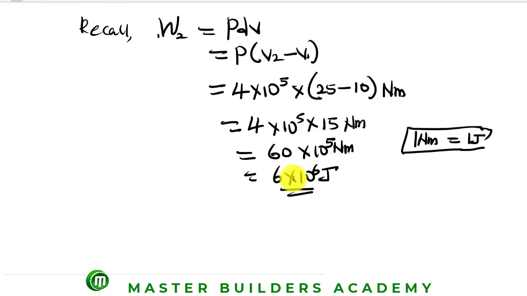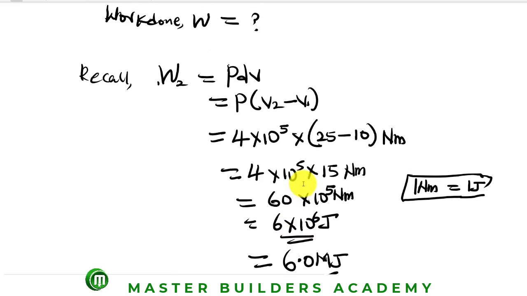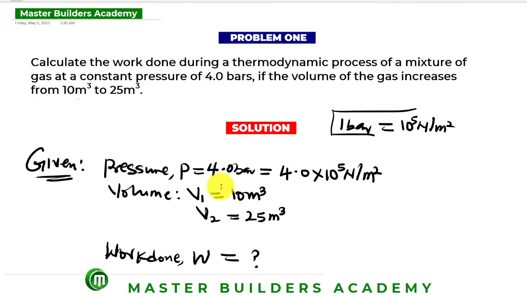But you can decide to extend your answer to mega. Remember that 10 raised to the power of 6 is mega, so this is 6.0 mega joule. Alright, so you can leave your answer in standard form or convert it to a larger unit. Alright, so this is all about this question.